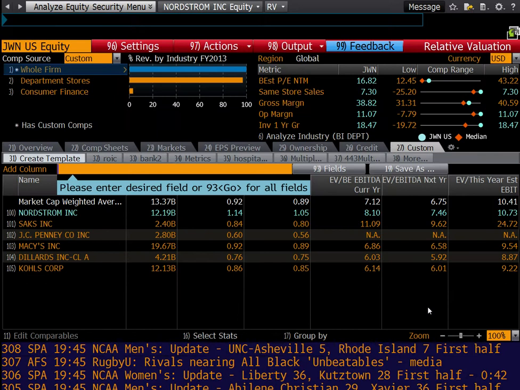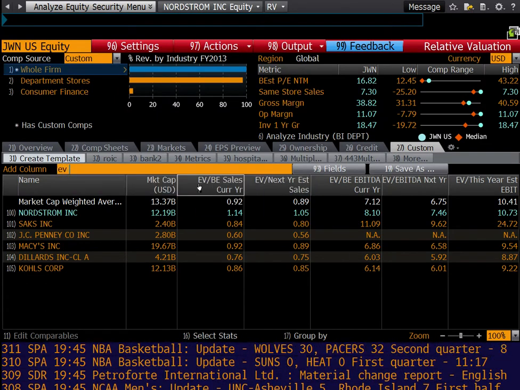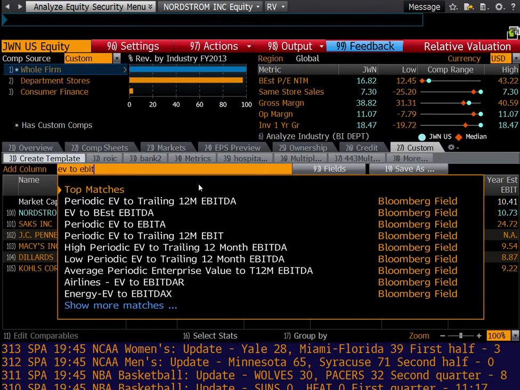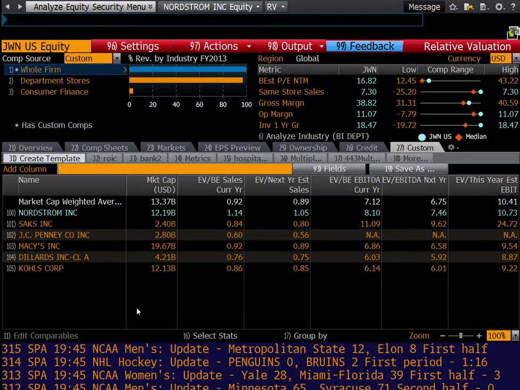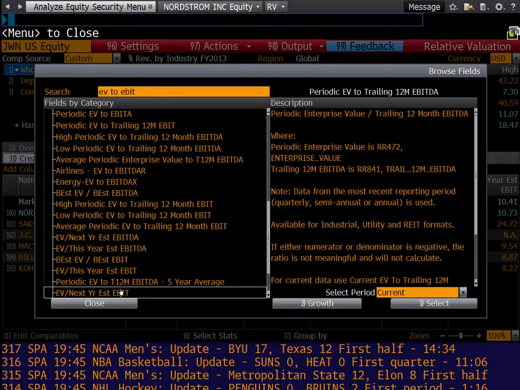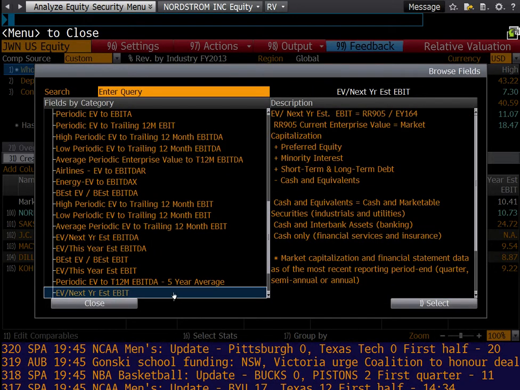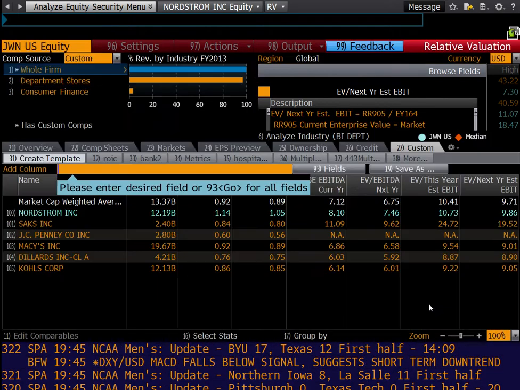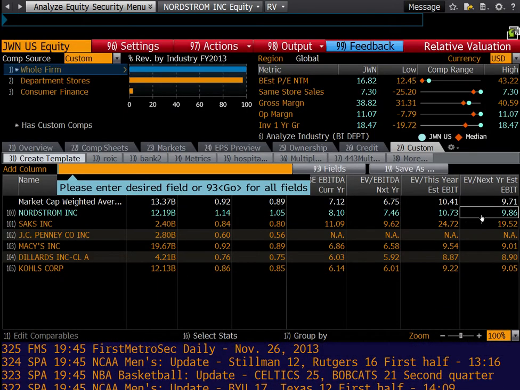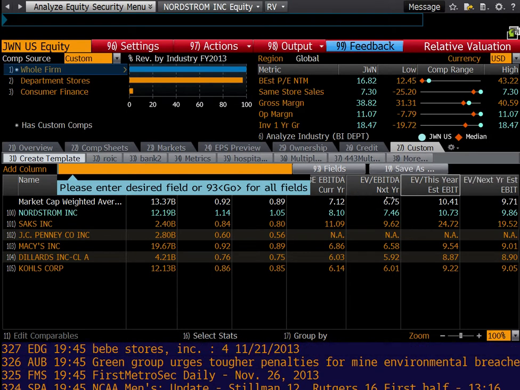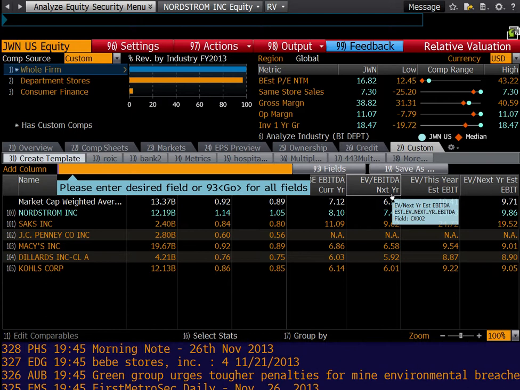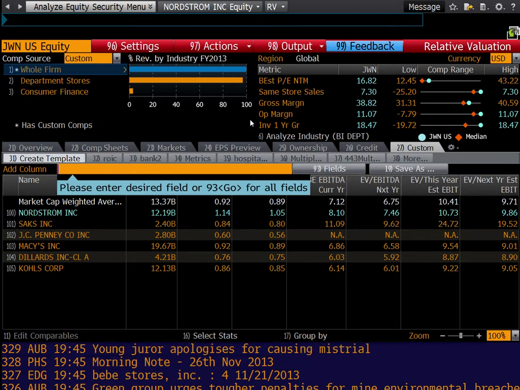I'll select that. And then EV to EBIT. EV to next year's EBIT. And I'll select that. So there's my 3 enterprise value multiples already calculated for me using forward data that the database already has. Right? Next, price to earnings.